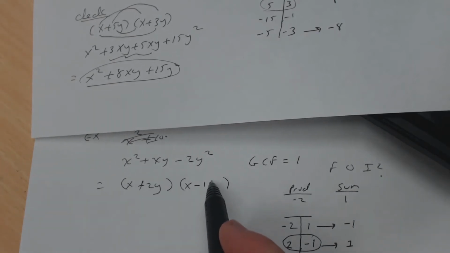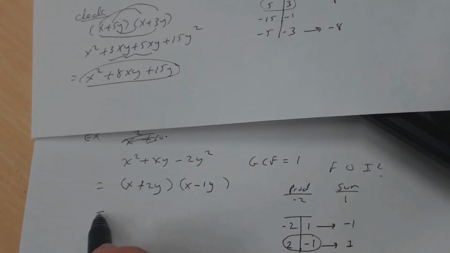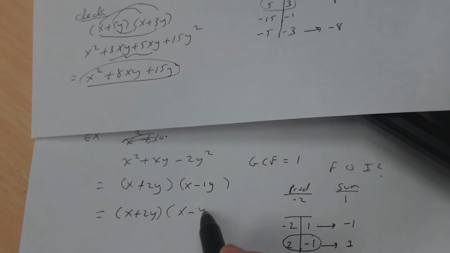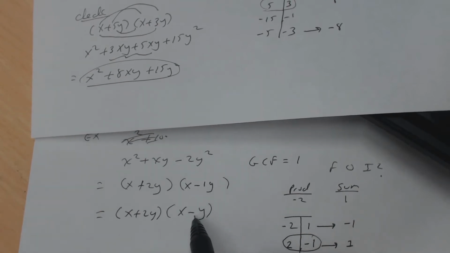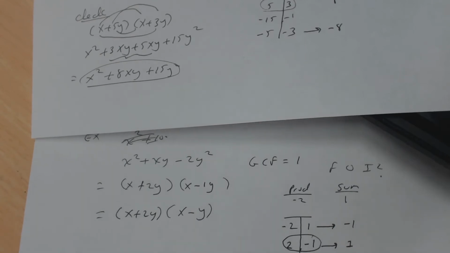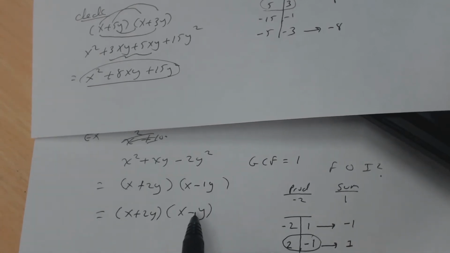Before we do that, though, just remember, see how I have this as -1y? Mathematically, we prefer to write this as just x minus y. That's how we prefer to write this. So remember, if the coefficient is 1, just leave the coefficient off if it's a coefficient of the variable. Okay? Now, if it's a constant, if this were a constant, then you need it there.